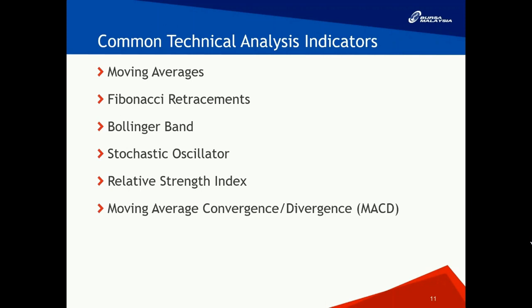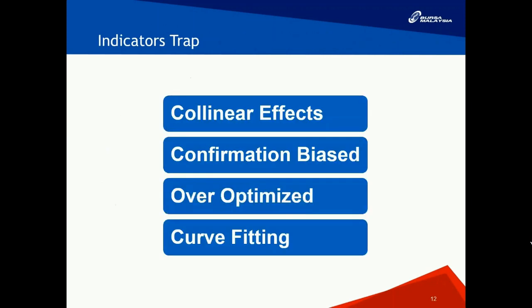And the next one is actually stochastics and RSI. And the last one, but not least, the most common one probably is MACD, which you actually derive from two moving averages, and then apply another moving average, and you get an MACD. We will discuss MACD in a bit also.